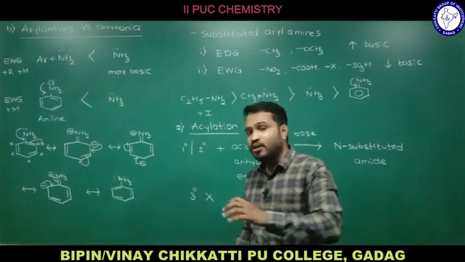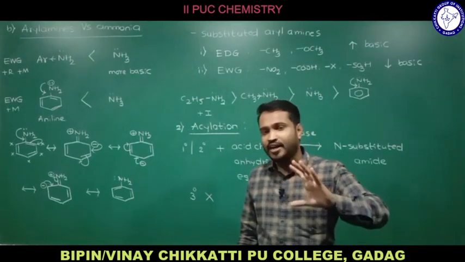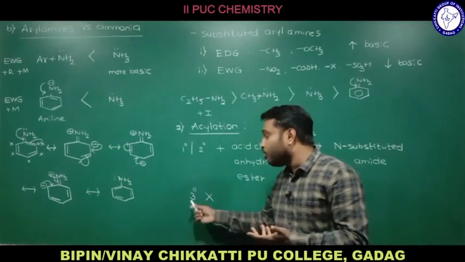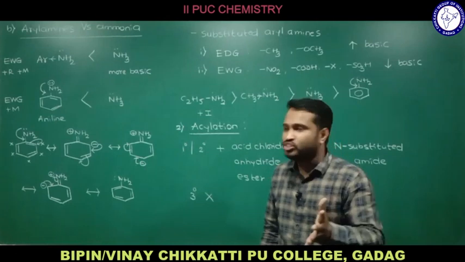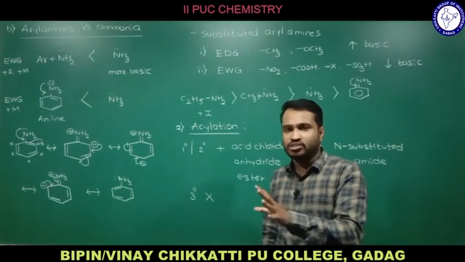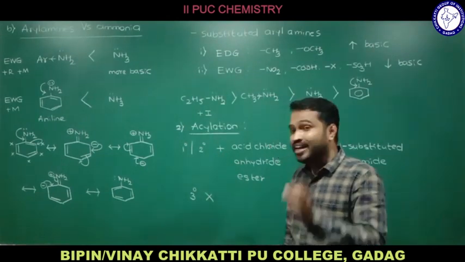Tertiary amines cannot be acylated because, as we know, in tertiary amines all the hydrogens are replaced by alkyl or aryl groups. So there is no hydrogen present here, and if there is no hydrogen, there will be no chance of acylation. Since there is no hydrogen on the nitrogen atom of a tertiary amine, tertiary amines do not undergo acylation.